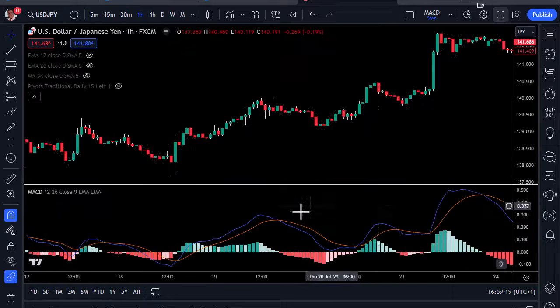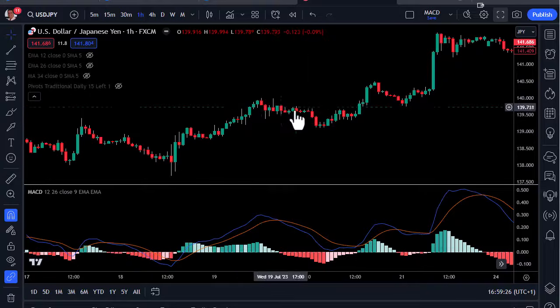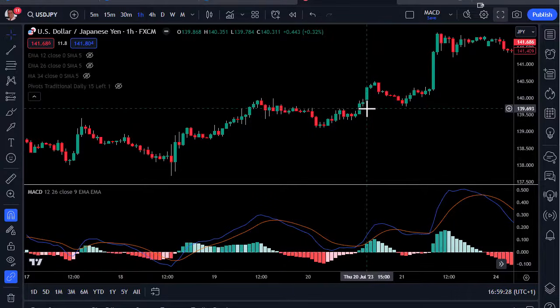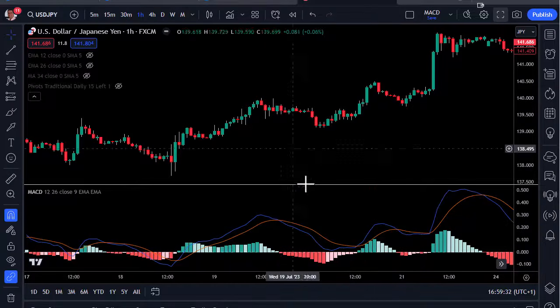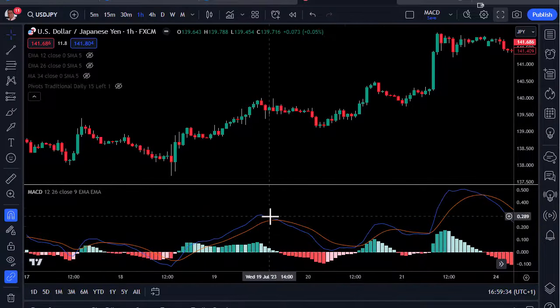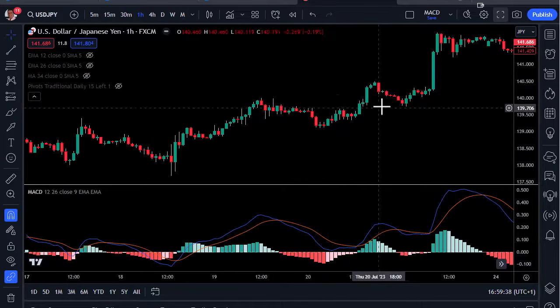Now let's put the divergence back on there, the MACD back on, and you can see it. You see the price level here compared to the price level over here. It doesn't matter where you put it. The peak here to the peak there, this peak is lower than the peak over here. So there was a divergence on that, which could be seen, as I said, by the price action.